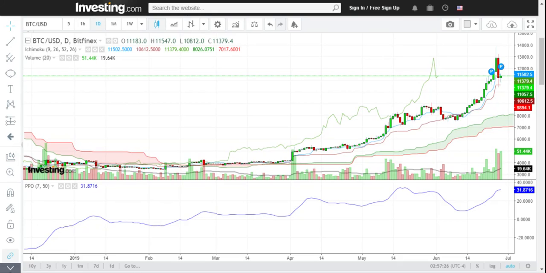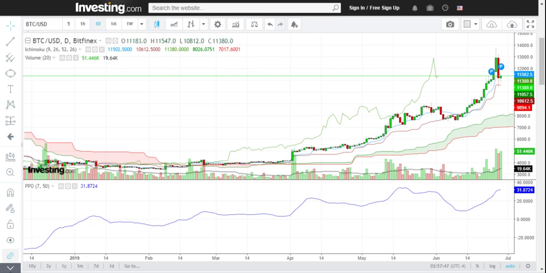Okay guys, today I will be analyzing Bitcoin against US dollar and Ripple against US dollar as well. I will be using the Ichimoku Cloud, Kinko Hyo, and also a price oscillator, my favorite one with 7 and 50: 7 for the short moving average and 50 for the long moving average.